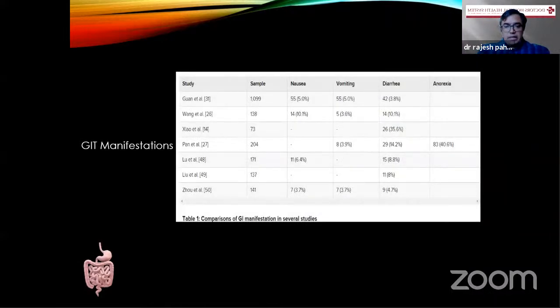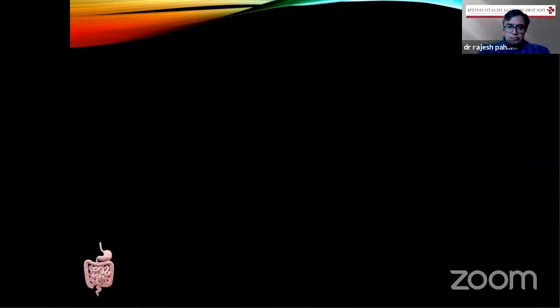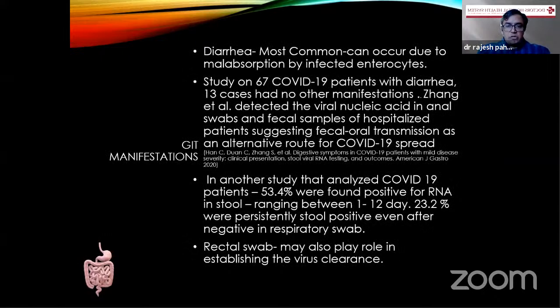This is a comparative analysis of the different studies describing gastrointestinal symptoms. As we can see, diarrhea is the most common presentation, followed by nausea and vomiting. But in the study conducted by Pan et al., anorexia was seen as a common gastrointestinal manifestation. Diarrhea, the most common manifestation, can be explained by malabsorption from the infected enterocytes.